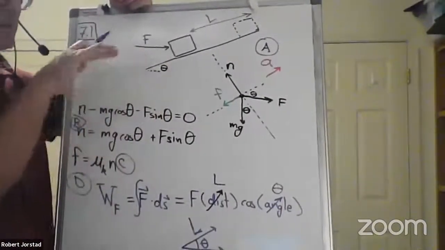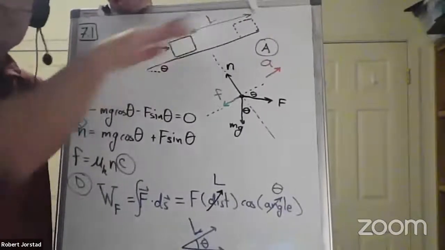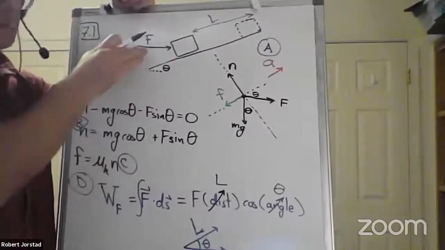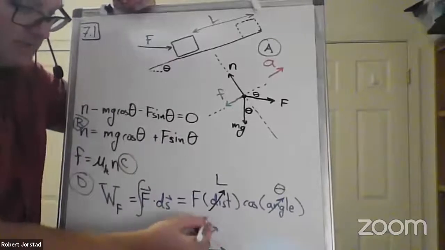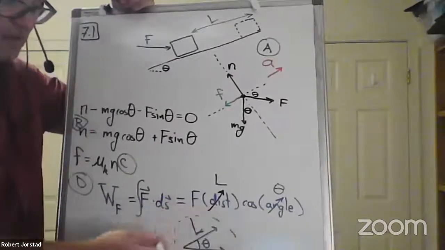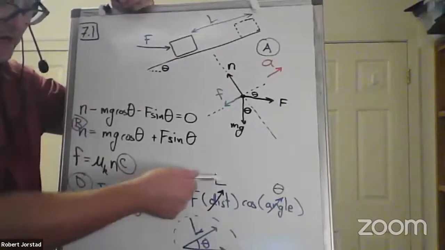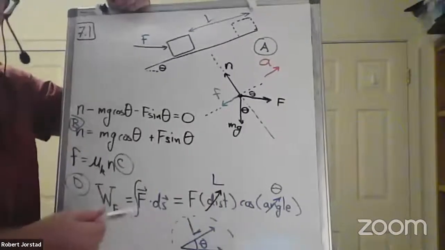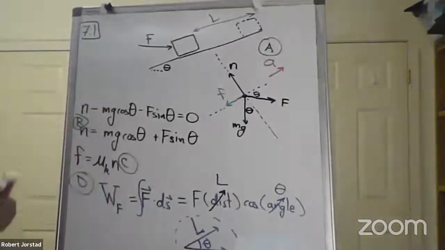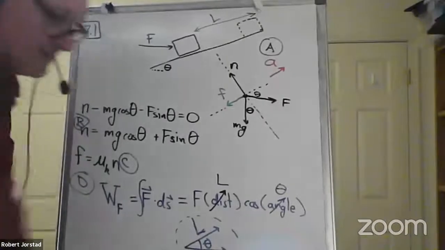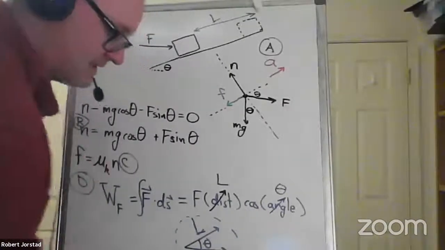The force, it's not perfectly pushing that way, but it's pushing almost that way. So we expect the work done by this force should be positive. All this makes me feel good with that. When I plug in F, a positive number, L, a positive number, theta less than 90, I expect a positive work. This makes sense.